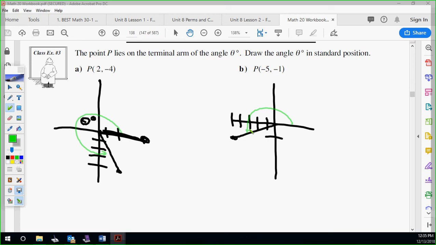Okay, and in this case, this one is going to be between 180 and 270.